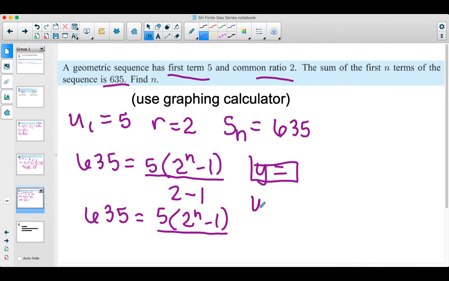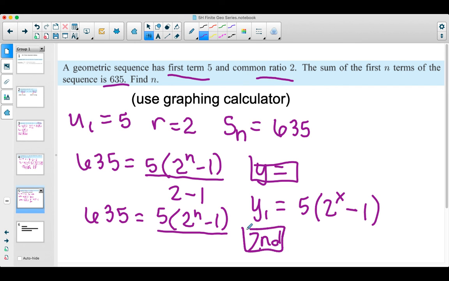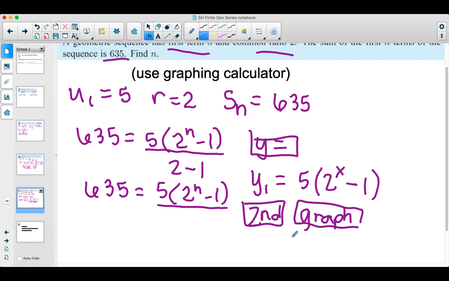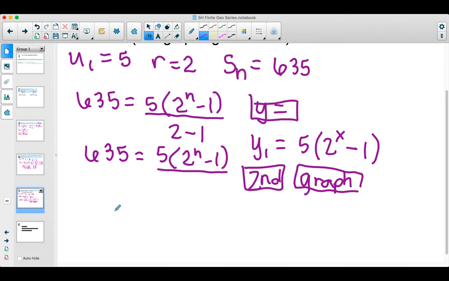you will have into that y1. So it'll say y1 equals 5, open your parenthesis, 2 raised to the x minus 1. Make sure that minus 1 is not up in the power, and then close your parenthesis. And then what you can do is hit second, and then hit the graph button, which is on the top right corner, second graph. That's going to give you a table of values. You have your X and then your Y, and in the Y category, you want to find this 635.